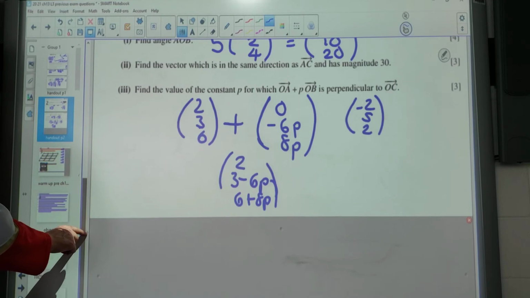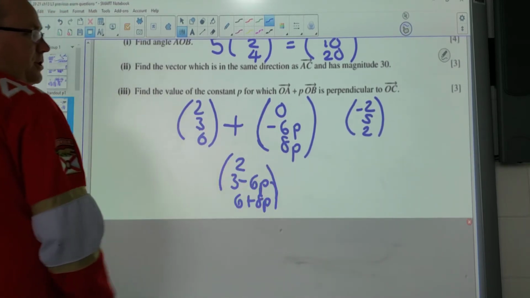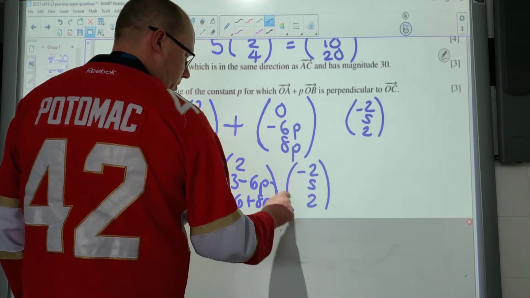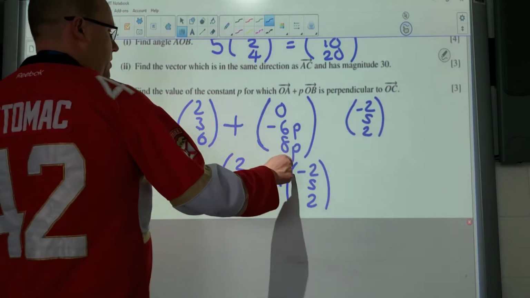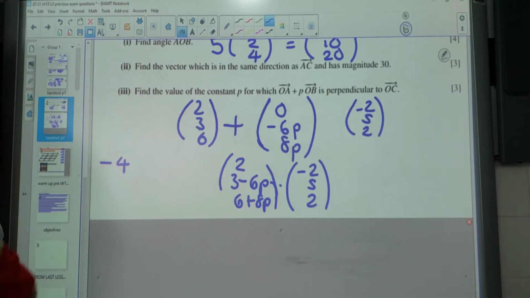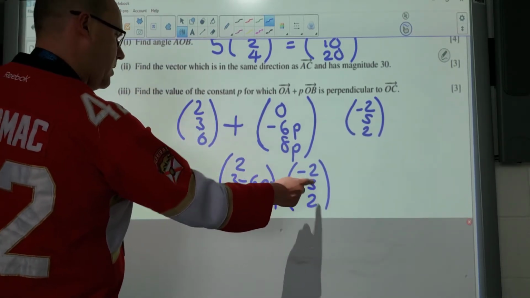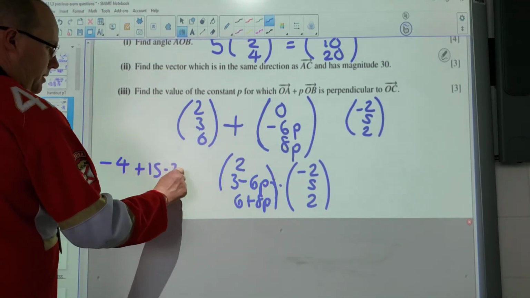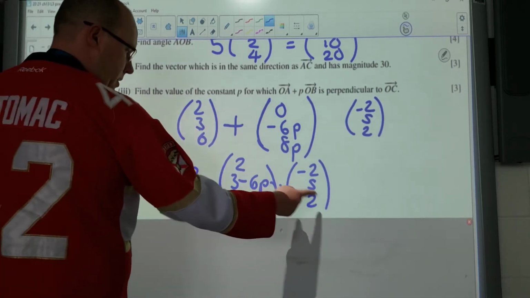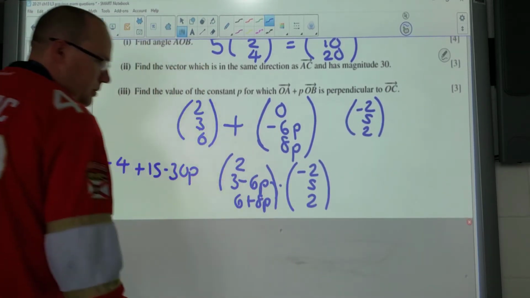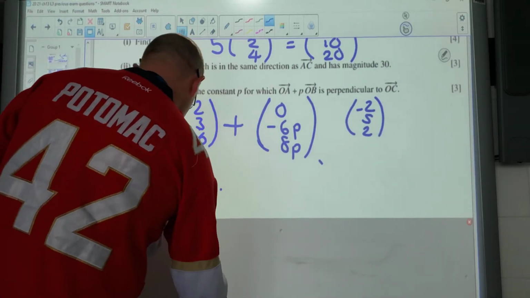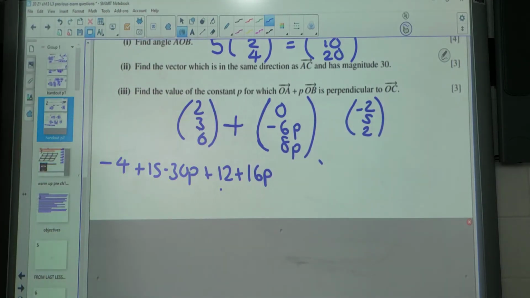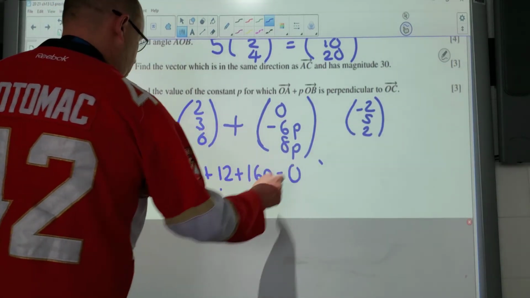And I'm going to scroll up just a little bit. So I've got to show that this is perpendicular to this. So what we said earlier is that means that the dot product is 0. So in other words, 2 times -2, which is -4. This was 5, so 5 times 3 minus 6P would be 15 minus 30P. And I'm starting to run out of room here. 2 times 6 plus 2 times 8P is 12 plus 16P. And I know that the answer to this has to equal 0.